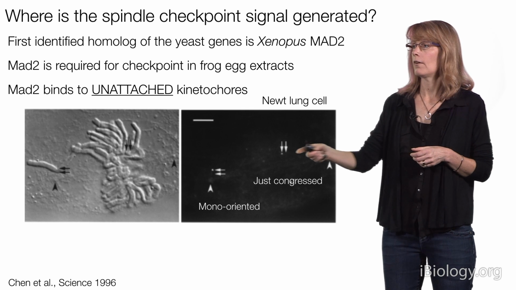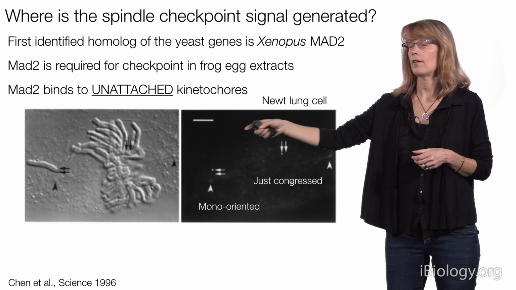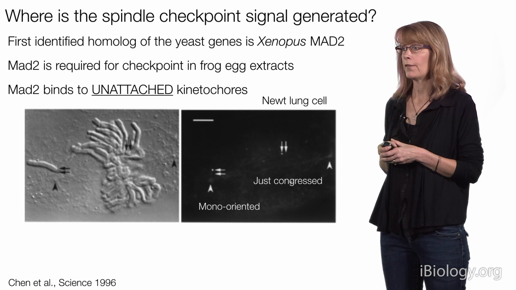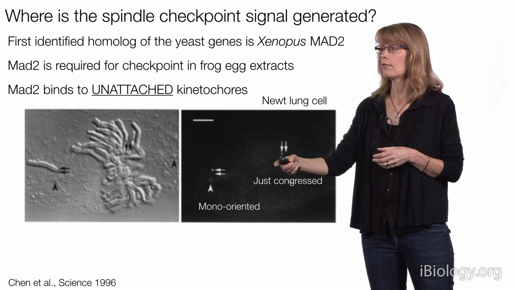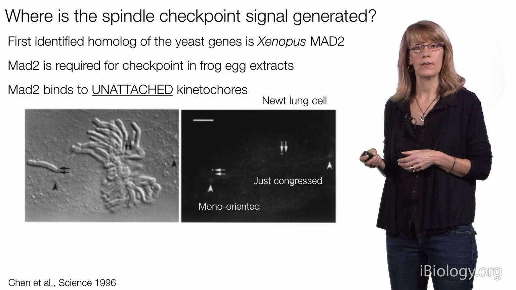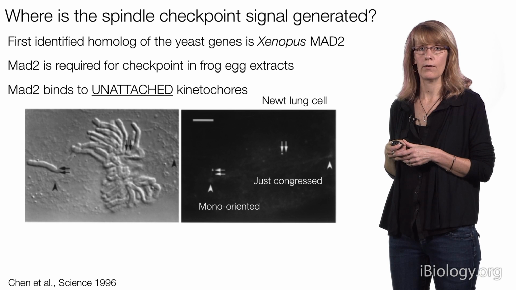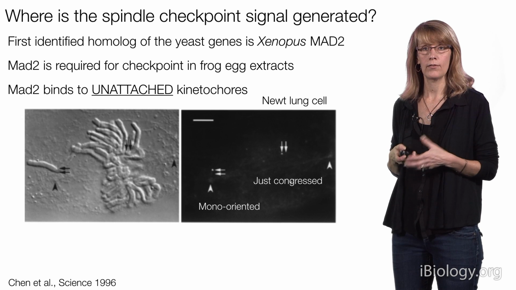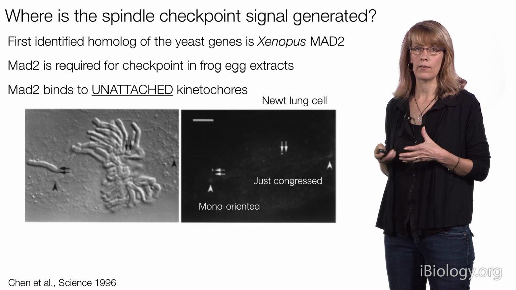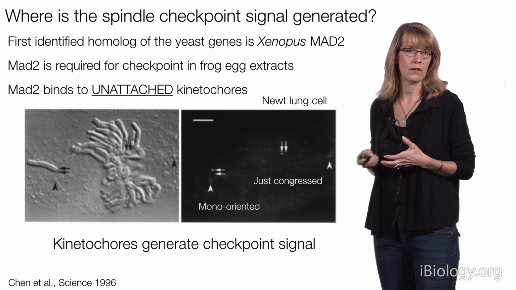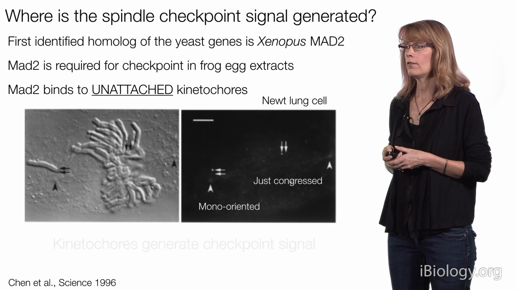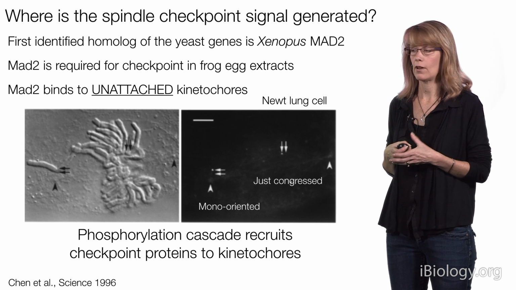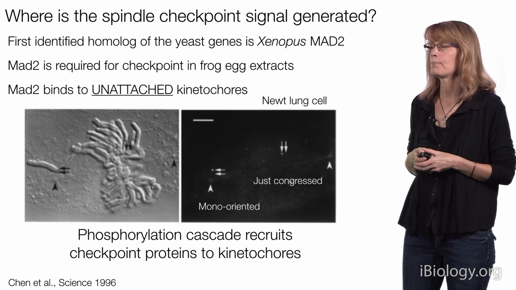But if you look on the right-hand side, or on the left-hand side, you'll see a mono-oriented chromosome. One kinetochore is attached to the pole and the other one is not. And then if you look at the staining of MAD2, you can see it specifically stains the unattached kinetochore in that pair of chromosomes. So this really was the evidence that MAD2 specifically binds to unattached kinetochores, and over the years, a lot of work has shown that kinetochores clearly generate the checkpoint signal. And we now know there's a phosphorylation cascade that recruits checkpoint proteins to unattached kinetochores to trigger the checkpoint, and I'm not going to talk about all those details.